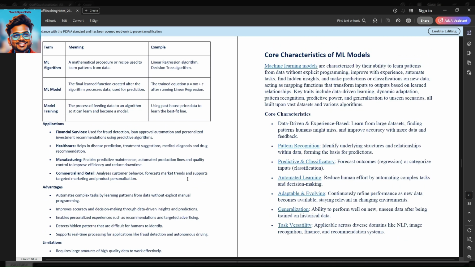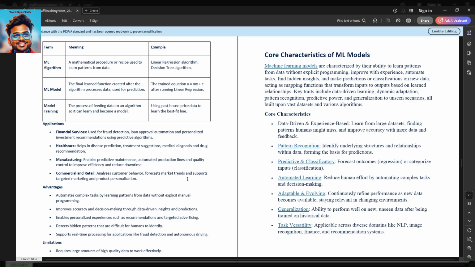And again, to revise the core characteristics of ML models: machine learning models are characterized by their ability to learn patterns from data without explicit programming, improve with experience, automate tasks, find hidden insights, and make predictions or classifications on new data, acting as mapping functions that transform inputs to outputs based on learned relationships. Key traits include data-driven learning, dynamic adaptation, pattern recognition, predictive power, and generalization to unseen scenarios, all built upon vast datasets and various algorithms.